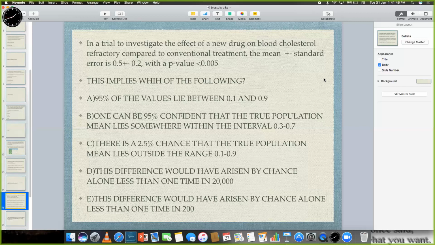p-value which is less than 0.005, it's far less than 0. So it actually is negating everything. So the given information is false. Or in another way to interpret it, a p-value less than 0.005 with a mean and standard error of 0.5 plus or minus 0.2 is only merely because of a random chance.